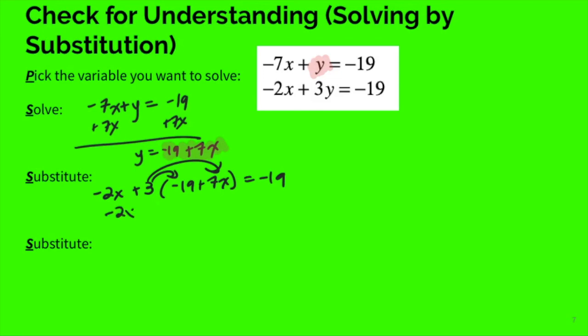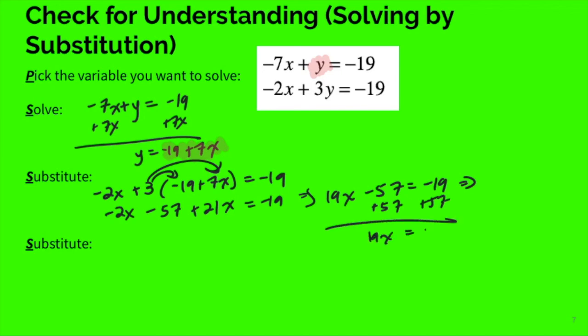And so I get negative 2x, and then this is minus 57 plus 21x equals negative 19. Okay, looks like I can combine some like terms. So I have 19x minus 57 equals negative 19, and then I can add 57 on both sides. So I get 19x equals positive 38. I'm going to divide by 19 on both sides. And so let me get rid of this because it's a little bit messy. And so I would get x equals positive 2.